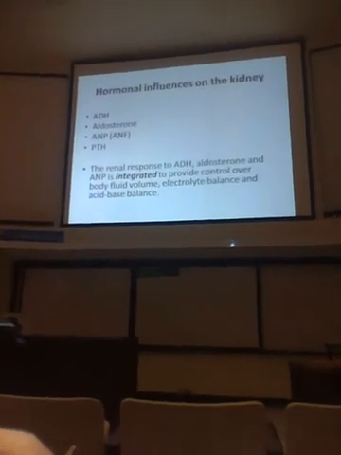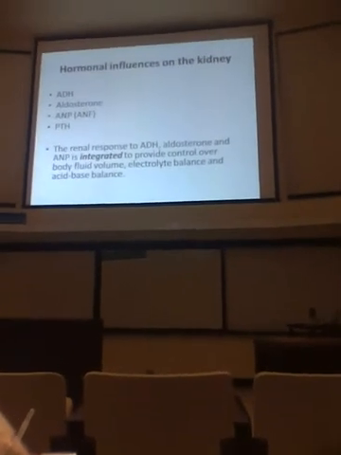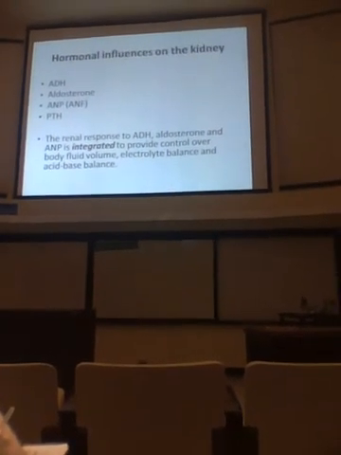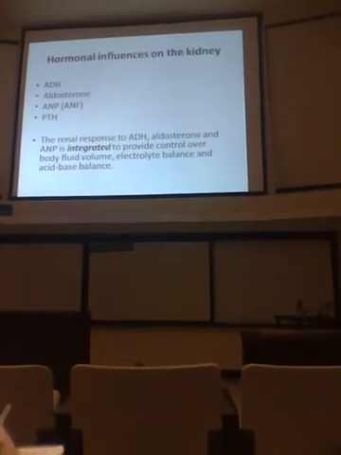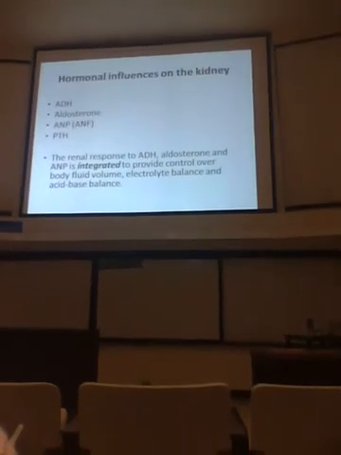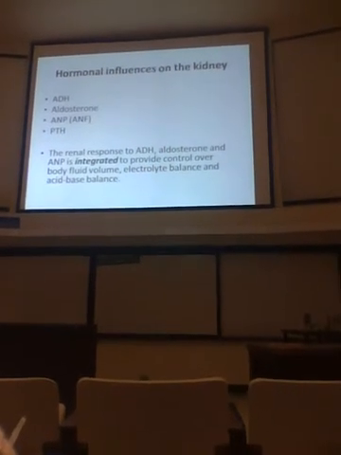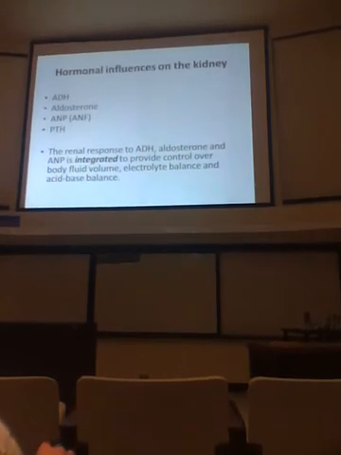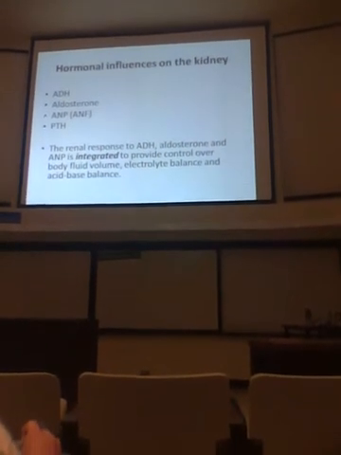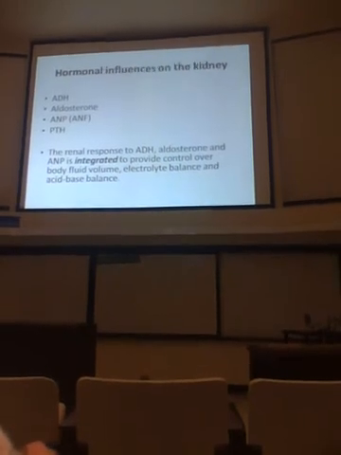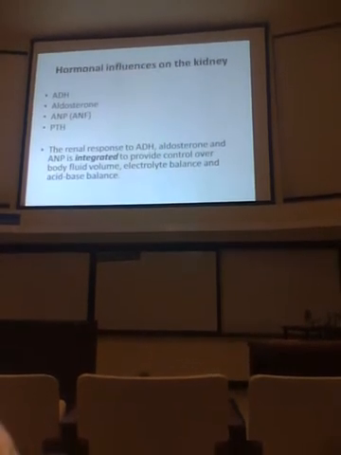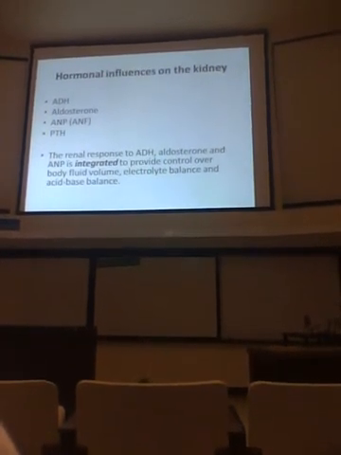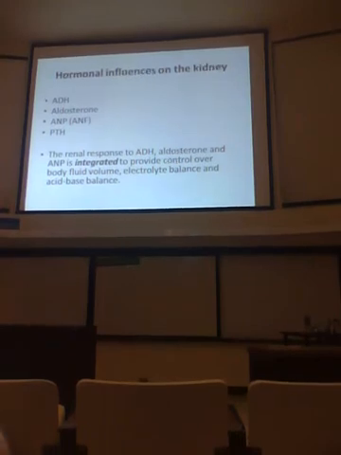There's a variety of different hormones that target the kidney. The first one is ADH. I'm going to say a bit more about that now. Here's another important one, aldosterone. When you do endocrinology, you have a whole class on aldosterone, so we need to talk about it here as well. Here's another one which we'll talk about today, ANP, sometimes called ANF. I'll talk about that.